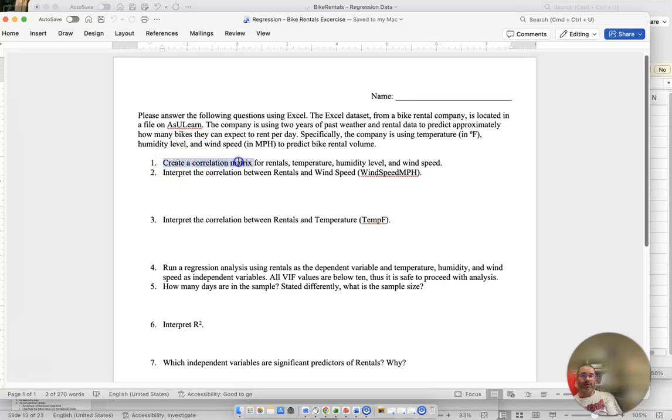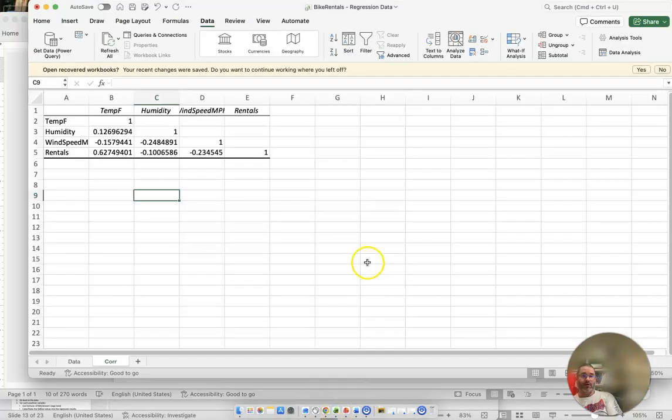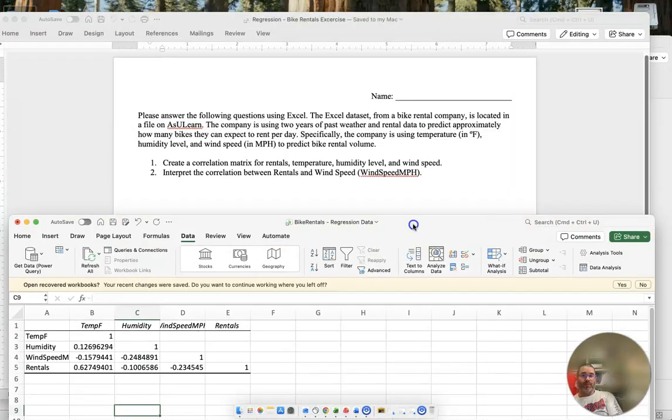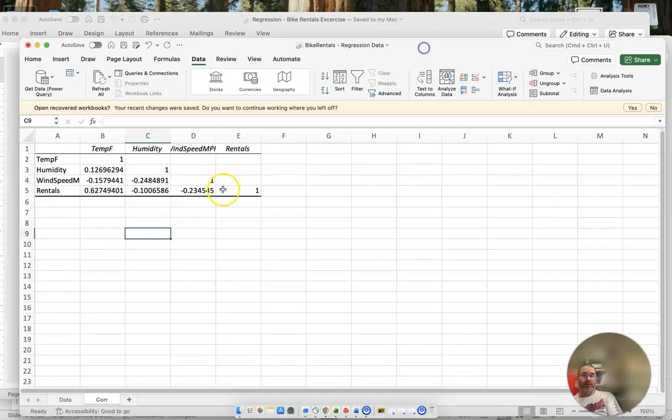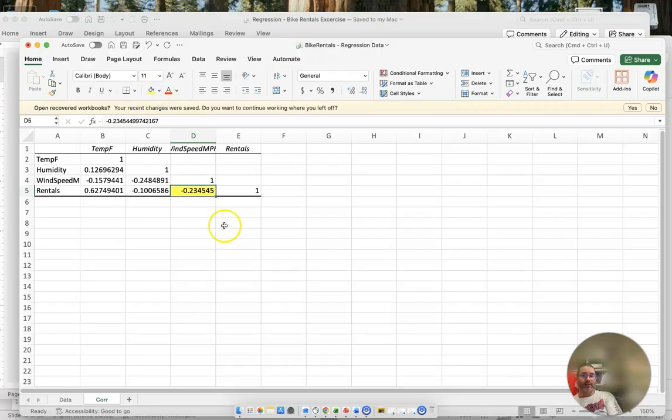So we've created this correlation matrix now, and now we can go ahead and interpret some stuff. So interpret the correlation between rentals and wind speed. Okay, if we go to our correlation matrix, rentals and wind speed. Here's wind speed, here's rentals, and so the number it's looking for in this case is this negative 0.23. Let's round it to negative 0.23. Okay, what does that tell us?